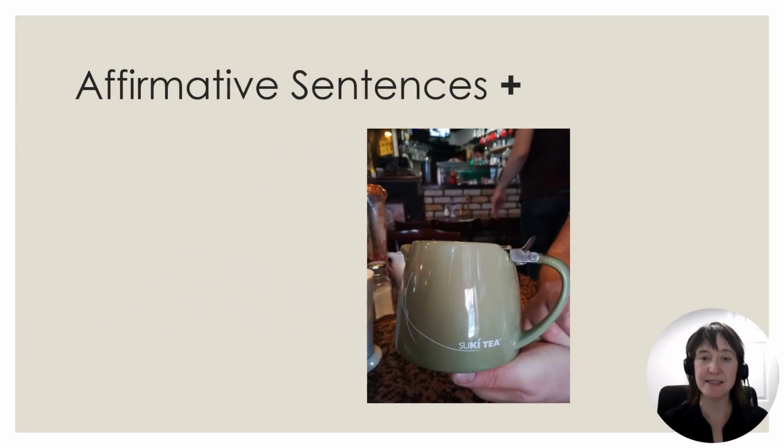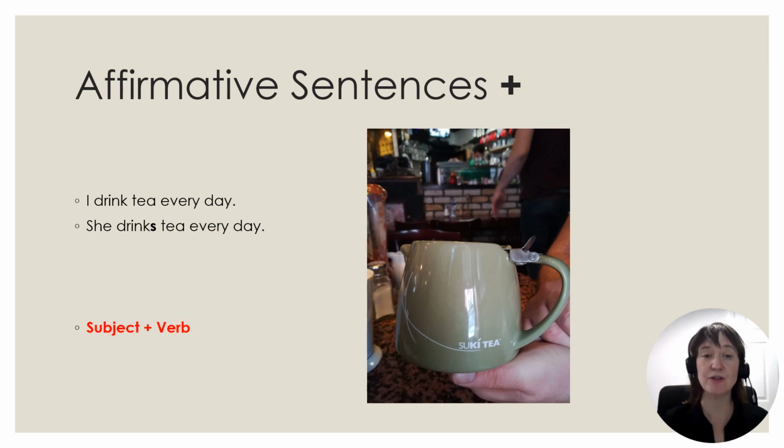Affirmative sentences. Let's look at some examples. I drink tea every day. She drinks tea every day. The structure is the subject plus the verb. And for the third person singular, he, she, or it, the structure is subject plus verb plus s.